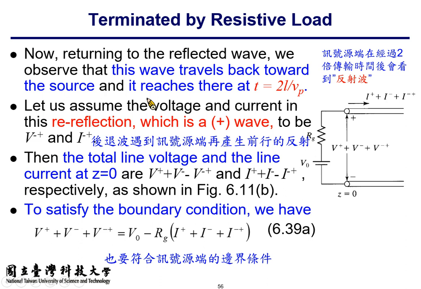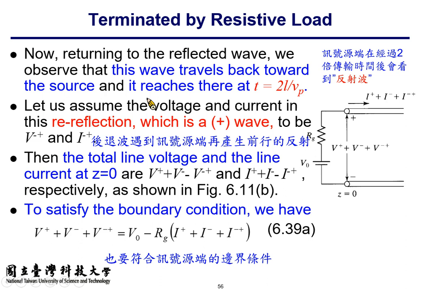The first V plus signal is generated by the battery, by the generator. The second signal is the reflected signal of the reflection at the right hand, so it is referred to as V minus plus. That's the secondary reflection signal, which is due to the mismatch on the left-hand side.